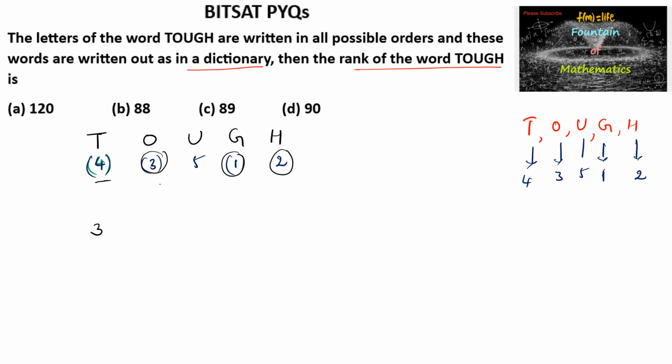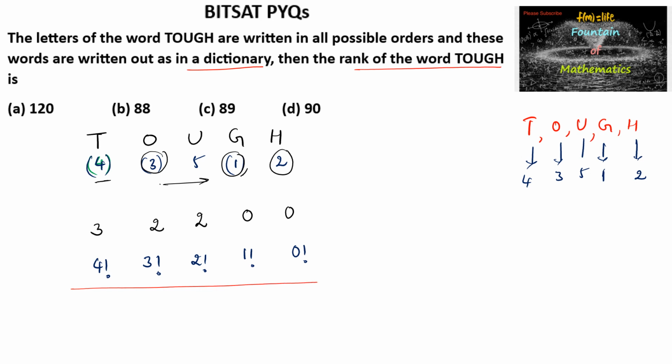And below 3 towards the right side we can find only two numbers, 1 and 2, only two letters. And below 5 to the right side we can see there are two letters whose position is less than 5, so we can write 2. And below 1 there is no number, so we can put 0, and below 2 also there are no numbers, put 0. And then start writing 0 factorial, 1 factorial, 2 factorial, 3 factorial and 4 factorial.